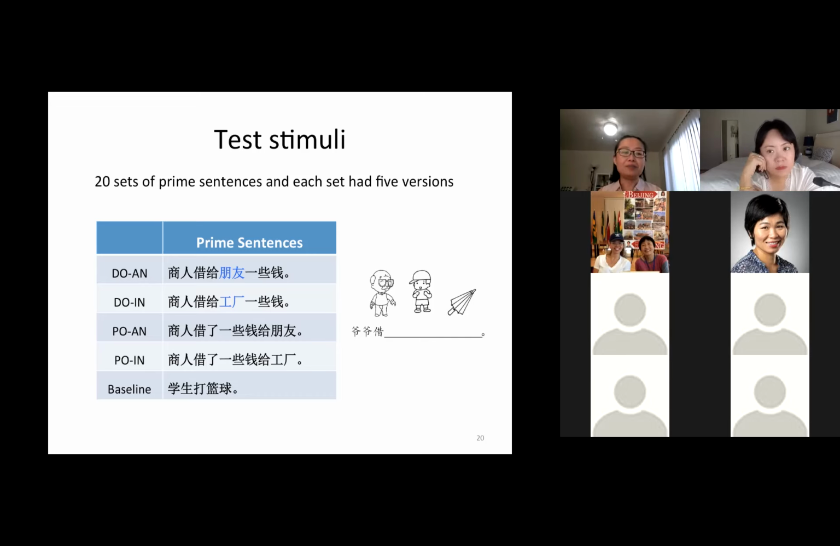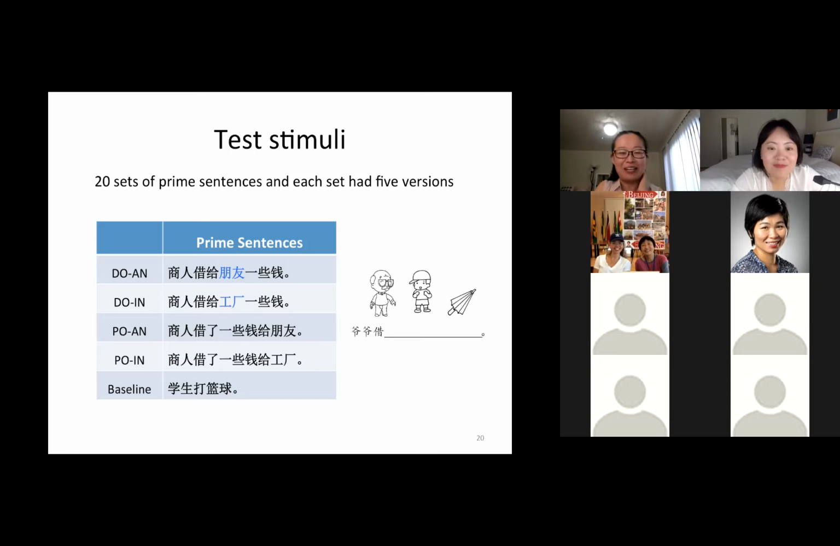We also have a baseline condition. So what's this for? This is for the prime sentence. It's very simple. It's the simple SVO structure. When you see this picture, which one do you choose? It's PO or DO. It's like a natural production without priming. So that's why we have these 5 conditions. Is it clear here?